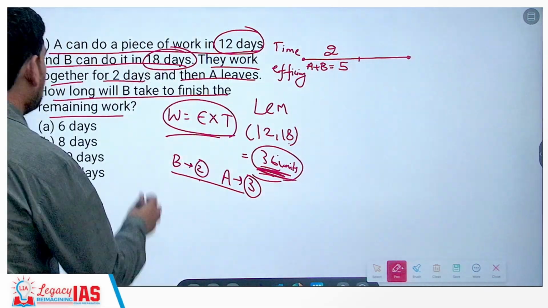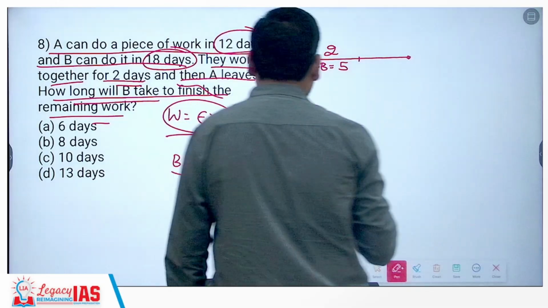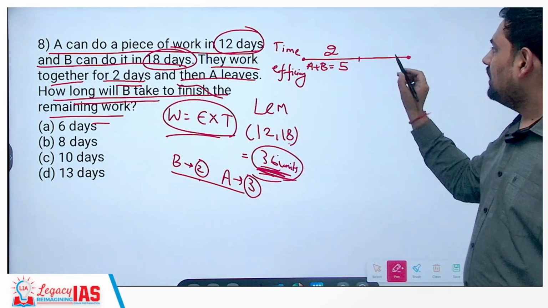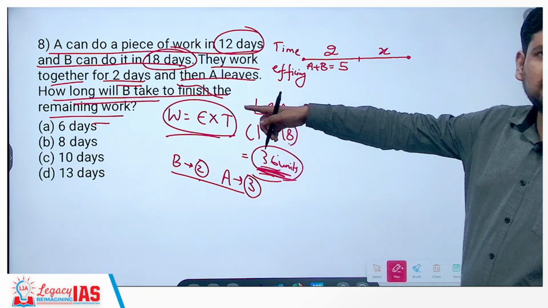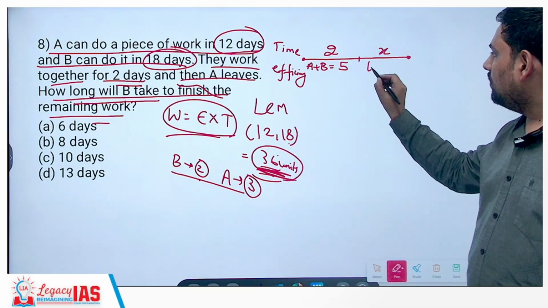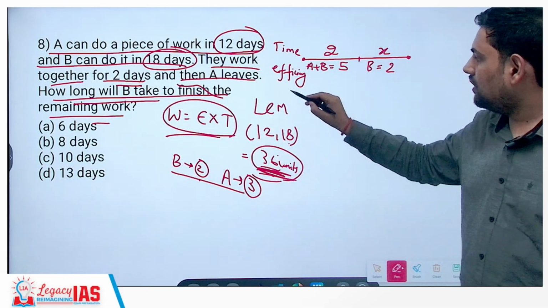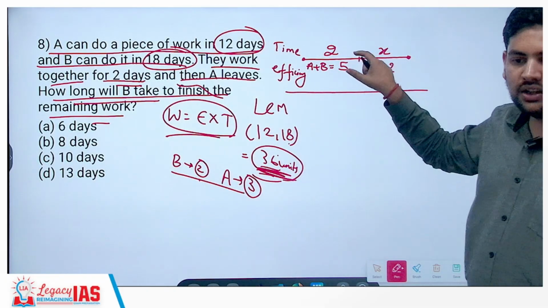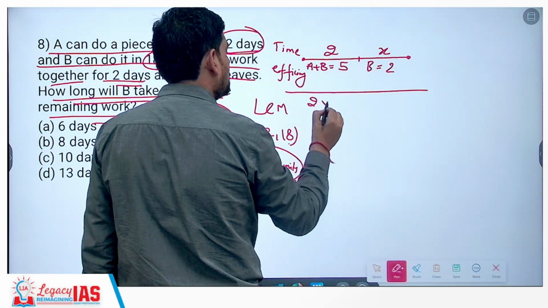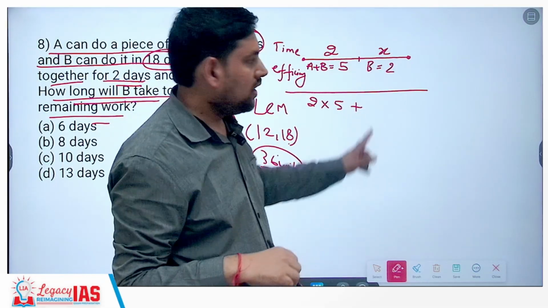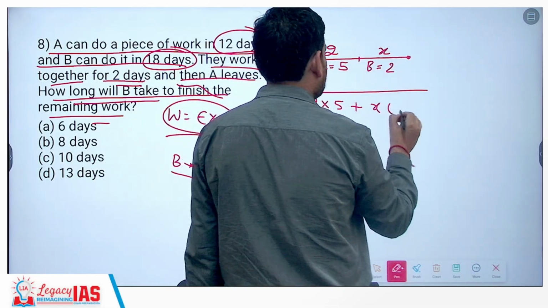Now we go to next. They work together for 2 days, then A leaves. How long will B take to finish the remaining work? So A has left. Now let's say X days are taken here. And who is working for these X days? Only B. What is the efficiency of B? B's efficiency is 2, correct? Now you simply multiply them to get units of work. So work done in these 2 days is 2 into 5, plus work done in these X days, which is X into 2. Time into efficiency, so X into 2.